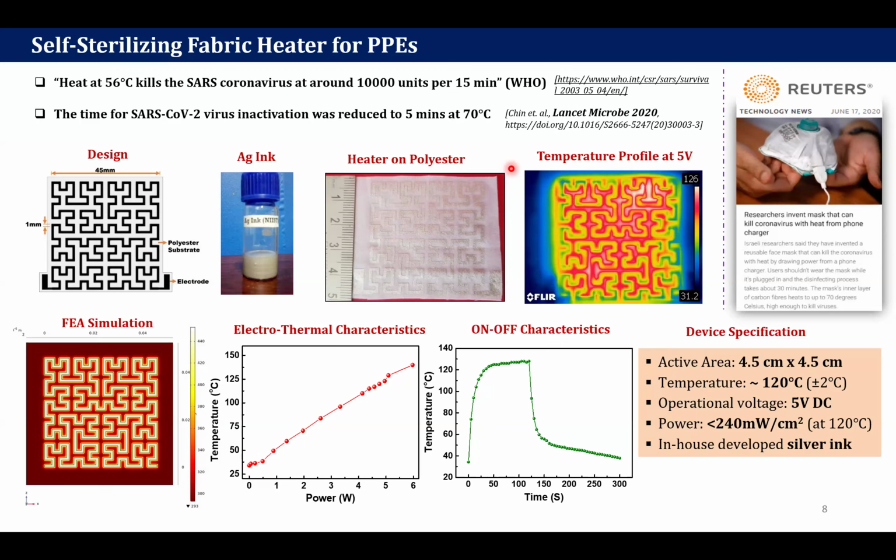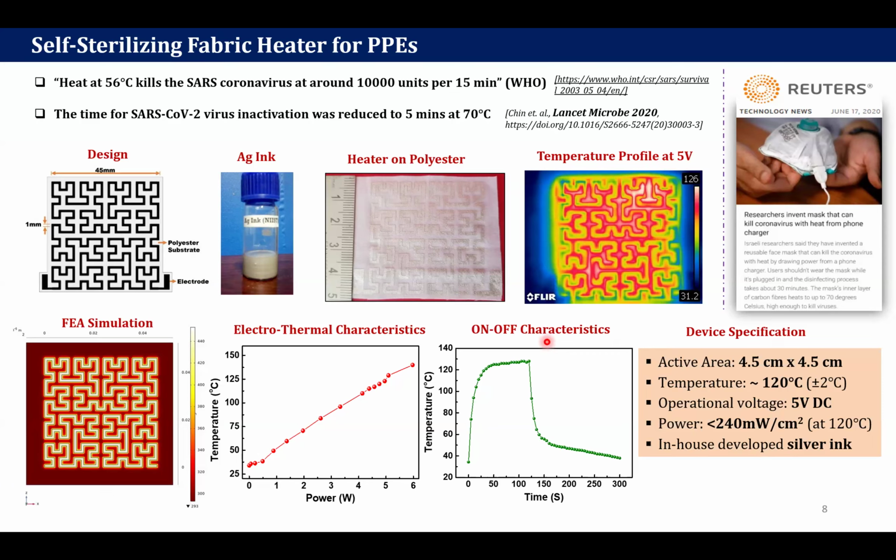So the ink and the heater technology that we have developed is basically a fractal pattern based one, that is being shown here. We have printed our silver ink on polyester using a Hilbert pattern, which gives a temperature stability of around 125 degrees Celsius over the complete area.